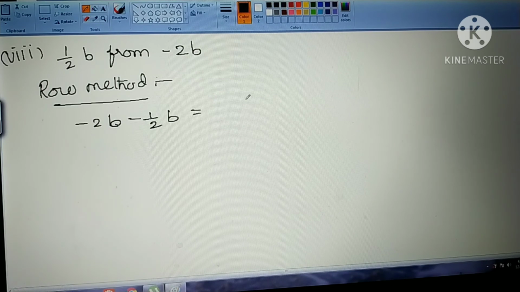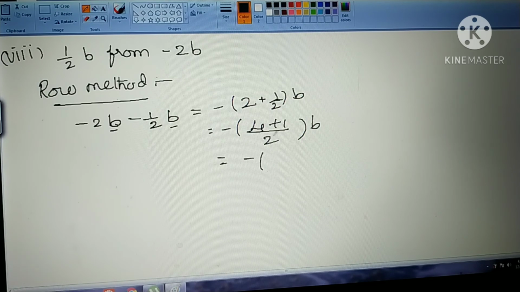Now if you observe here, we can take minus as common. And also we can take this variable, common variable b. So that one we can take out. Now this will become plus 1 by 2. Take the LCM here, 2. So 2 into 2, 4 plus 1, b. How much you get here? 5 by 2b. So this is your row method.